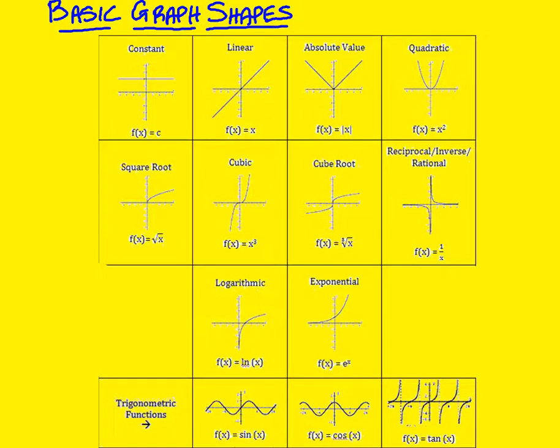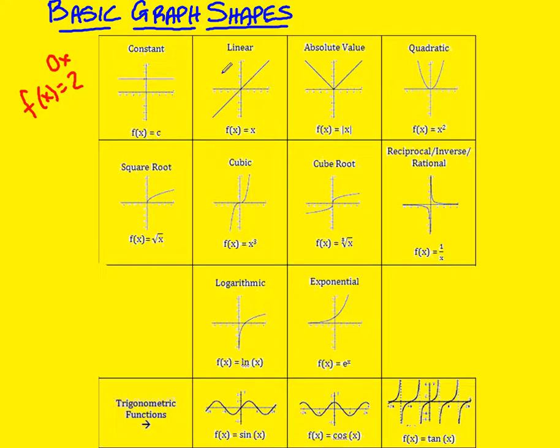Okay, we have a constant function, so just like for this one, it would be f of x equals 2. It's just a flat line. Remember, it's like y equals mx plus b. I have 0x. I have no x's. That means my slope is 0. It's a flat line.